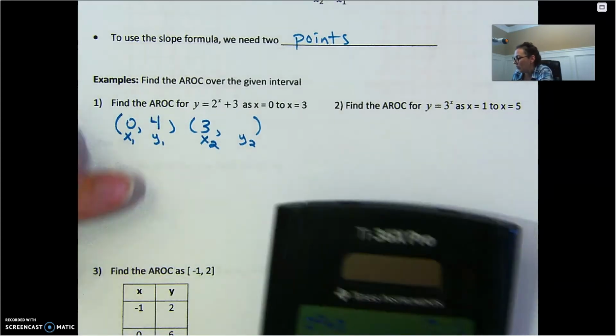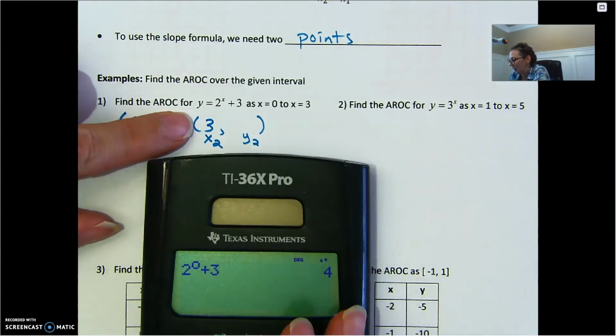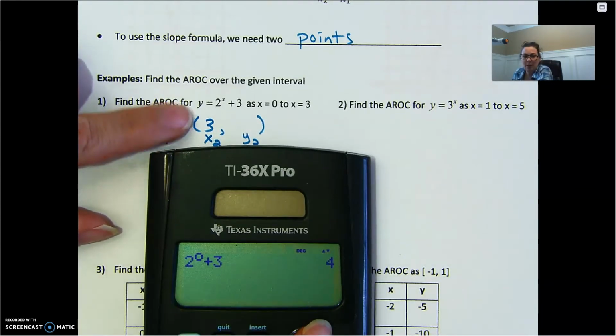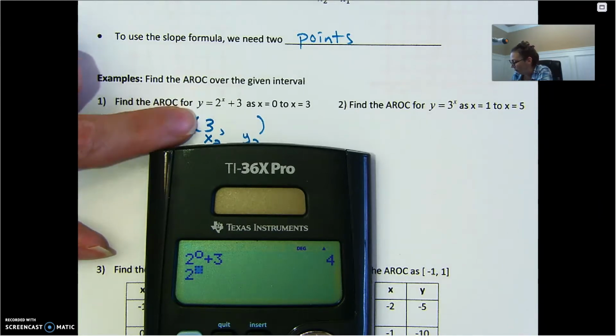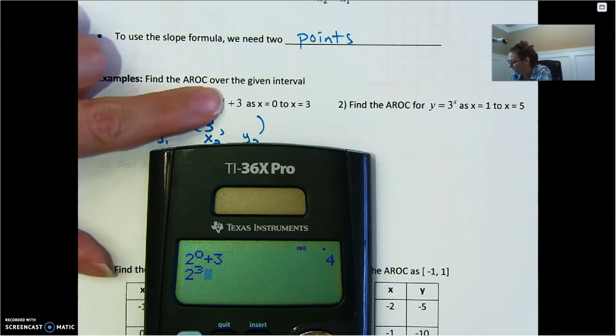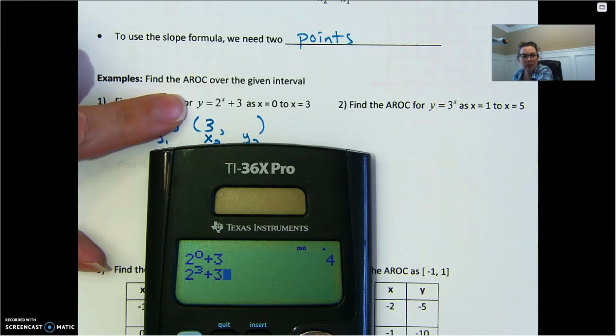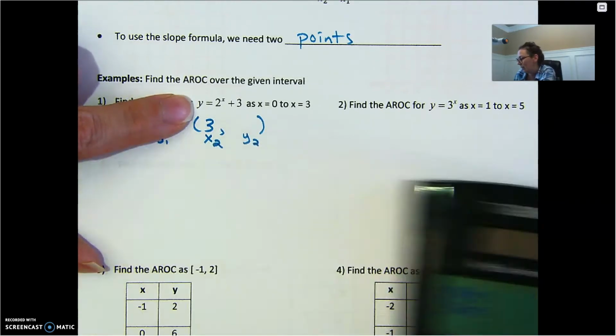Okay, so now let's find out what this other y is, and we're going to plug a 3 in this time. So our y will be 2 to the third power plus 3. All right, so 2 to the third power plus 3. That gives me 11. So that y is equaling 11.